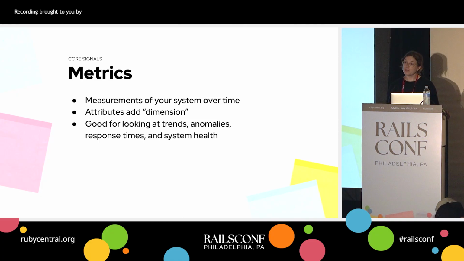Metrics are measurements of your system over time, usually some sort of string that is attached to a number that gets recorded at a certain interval. OpenTelemetry metrics are kind of unique in that they have what's called dimensions, which basically means they have attributes, so you can go further into organizing your metrics and sorting through them. They're great for looking at trends, anomalies, response time, and system health.